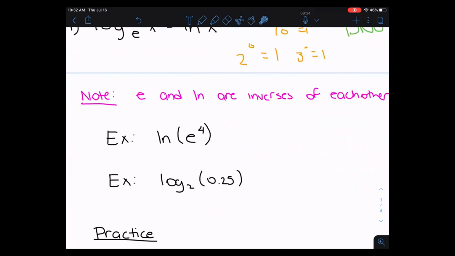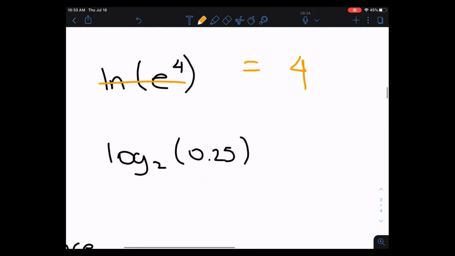Okay, so now let's do a couple of examples. We said that e and ln are inverses of each other. What that means is that they actually cancel each other out. So whenever you see ln and e, they cancel each other out, and this is just equal to 4.